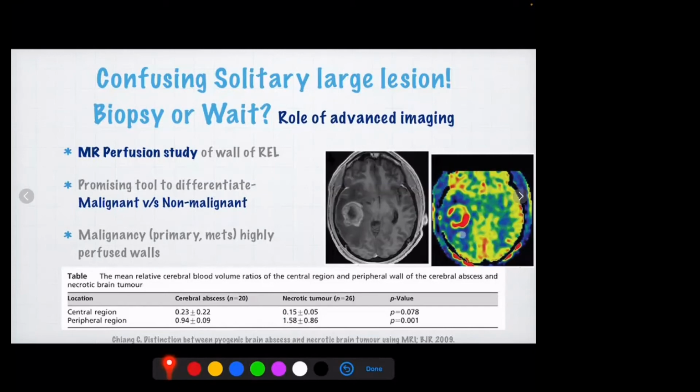So a typical case of a GBM is a dirty looking lesion with thick irregular walls and a very typical high blood flow, more than 2 ml per 100 grams of tissue in at least half of the wall. This is a reliable finding, which I think helps us know when to wait for a biopsy and when not to wait and go ahead with excision of the lesion or a biopsy.